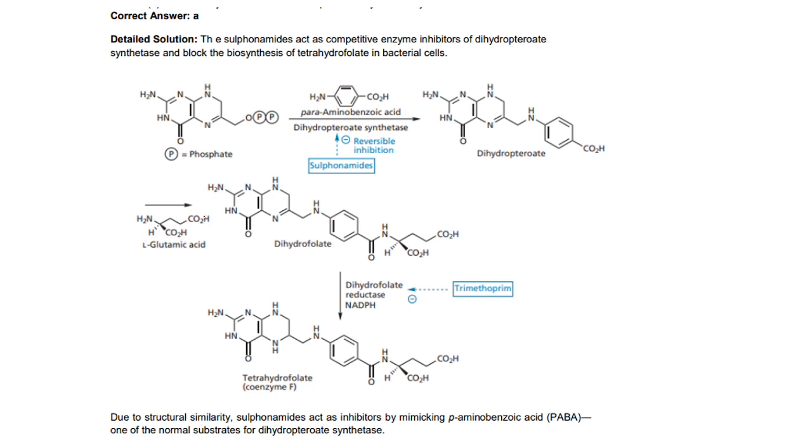Yeah, that is correct. So here are the details. Sulfonamides act as competitive enzyme inhibitors of dihydropteroate synthetase and block the biosynthesis of tetrahydrofolate in bacterial cells. If you see, this is the substrate, para-aminobenzoic acid, for synthesis of dihydropteroate. So if you use a sulfonamide, it will block the activity.